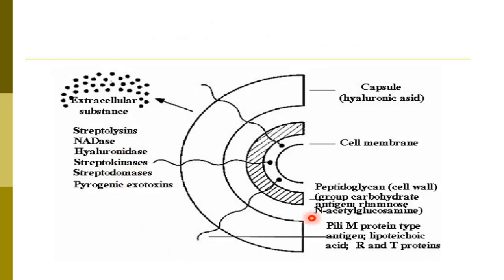Also, we can take a look here at the antigenic structure of Streptococcus species. As you can see here, we have extracellular substances: streptolysin, nicotinamide adenine dinucleotidase, hyaluronidase, as well as streptokinase, streptodornase, and pyrogenic exotoxins. All of these are the toxins and enzymes produced by the Streptococcus species.